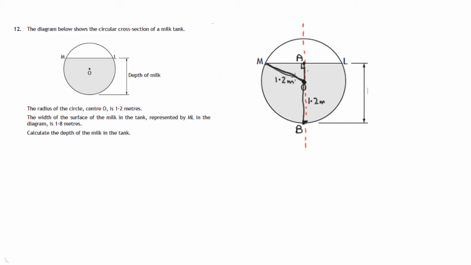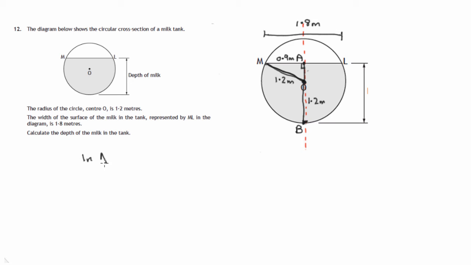And things are beginning to look a bit more interesting now. We have a right-angled triangle. Pythagoras' theorem comes to mind, but we need another measurement in this triangle, and we do have another measurement because we're told that the width of the surface of the milk from M to L is 1.8 metres. And you'll notice again that this axis of symmetry will divide that into halves. So 0.9 metres for that side.